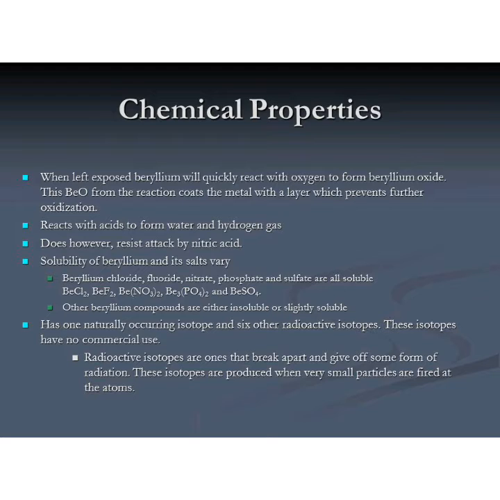Beryllium has one naturally occurring isotope and six other radioactive isotopes. These isotopes have no commercial use. Radioactive isotopes are ones that break apart and give off some form of radiation. These isotopes are produced when very small particles are fired at the atoms.